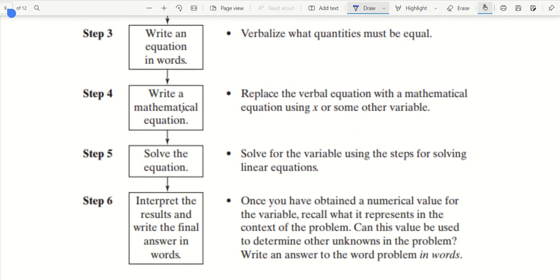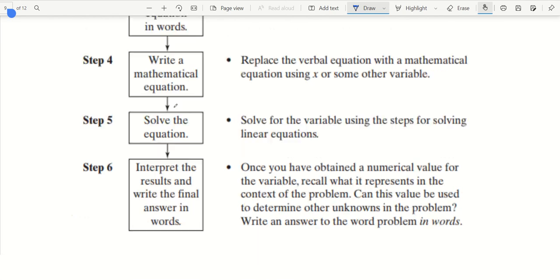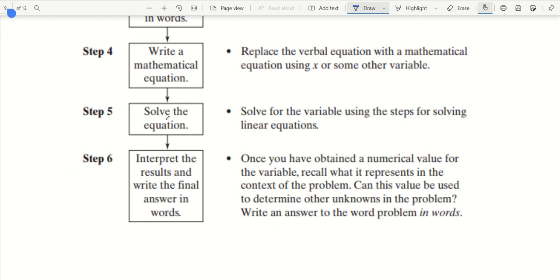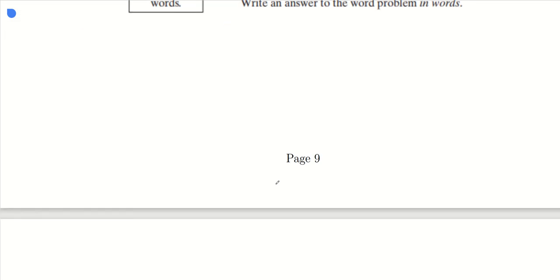And then we're actually going to write the mathematical equation out. So we're going to try to write an expression like we've been doing in the previous sections, something that we can use our algebra skills to solve for. And then once we solve the equation, we want to interpret the answer. If it's a real-world problem, then you should be giving a real-world answer. That means writing in complete sentences and describing exactly what was being asked for.